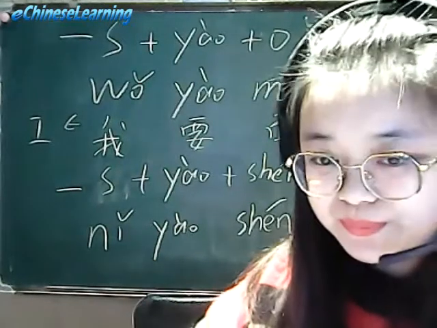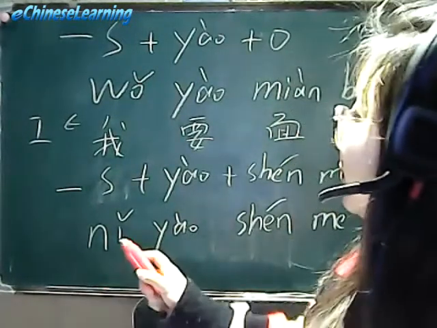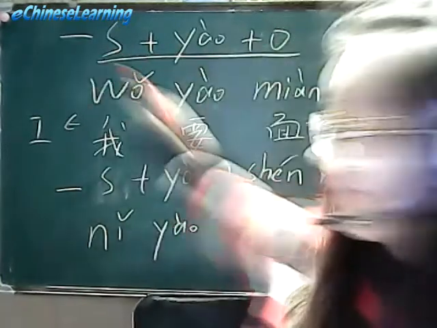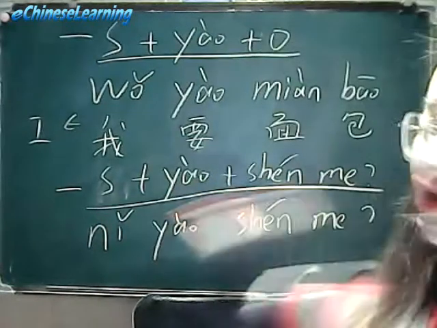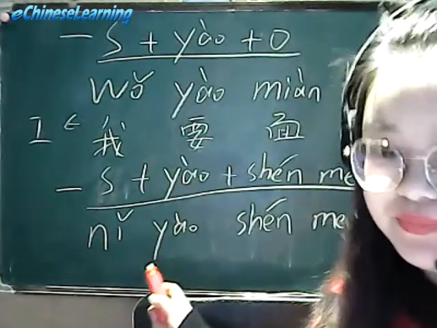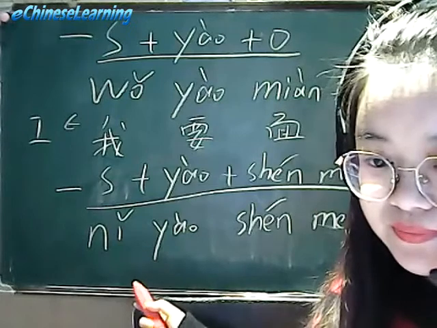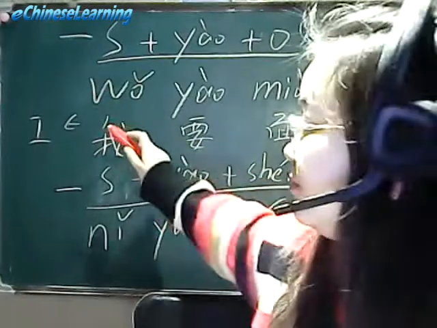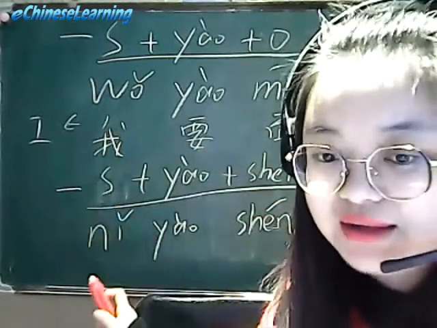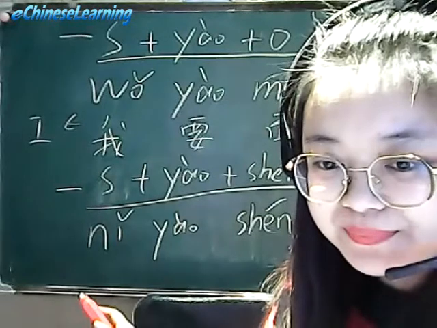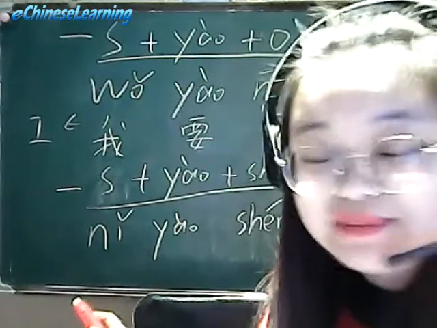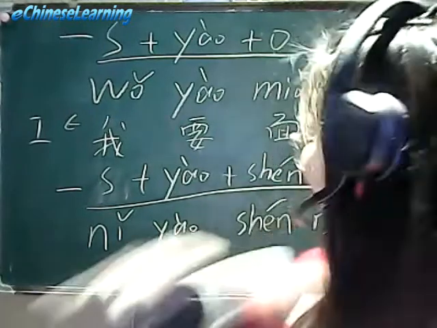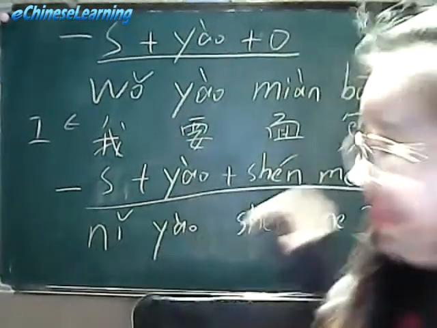Okay, great. So yes, this is the structure to answer it, and this is the structure to ask the question. The subject is like someone, for example, 我, 你, and 他. Do you know what it means? 他 means he or she. 他们 means they.